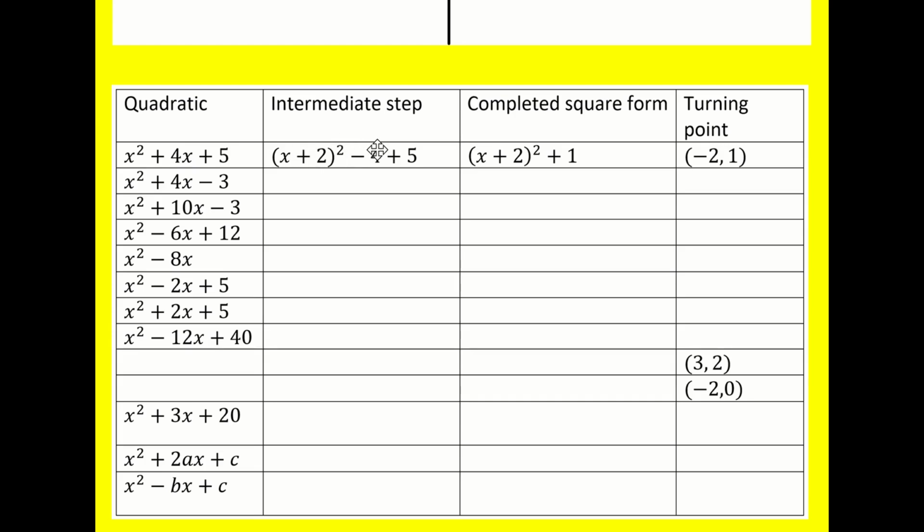And you have to minus 4 because you get extra 4 from the square, which you need to take away. And then we're still having to add the 5. That's an intermediate step. And then we simplify it, and then we get the turning point.